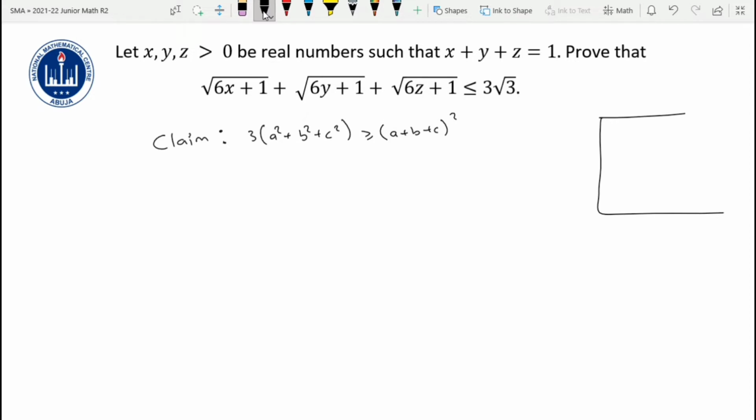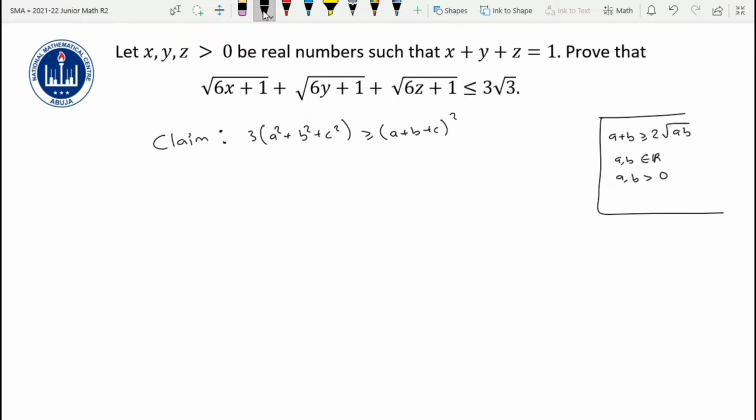The most basic form of AM-GM says that a plus b is greater than or equal to 2 root ab, where a and b are real numbers greater than 0. Thus a and b are elements of the real numbers and a and b are greater than 0.